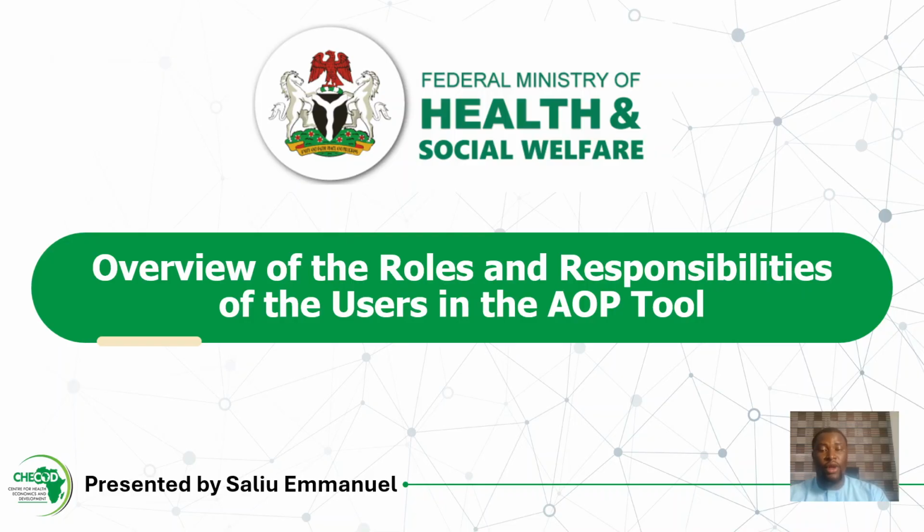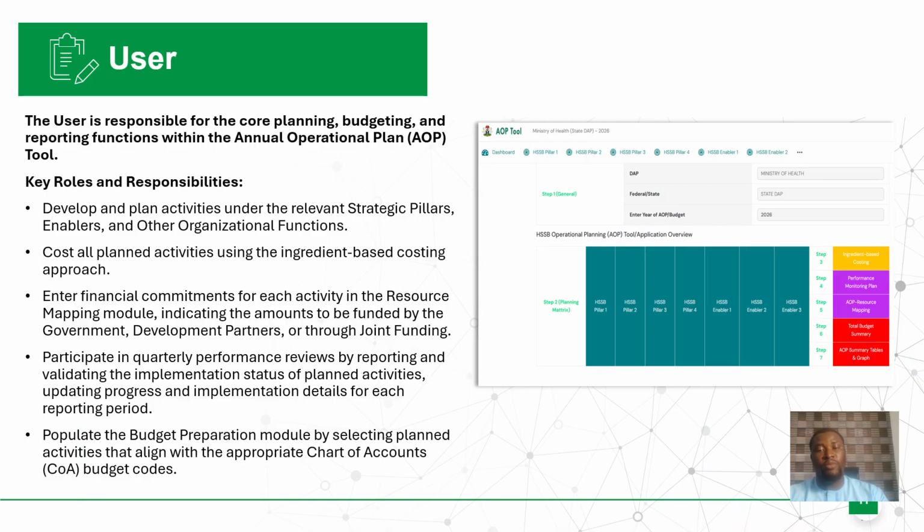In this video, I will be guiding you through the roles and responsibilities of a user and demonstrate how to perform these key functions within the AOP tool. Before we begin the demonstration, it is important to understand the roles of a user in the AOP tool. A user is responsible for the day-to-day planning, budgeting, resource mapping, and performance report activity within the system.